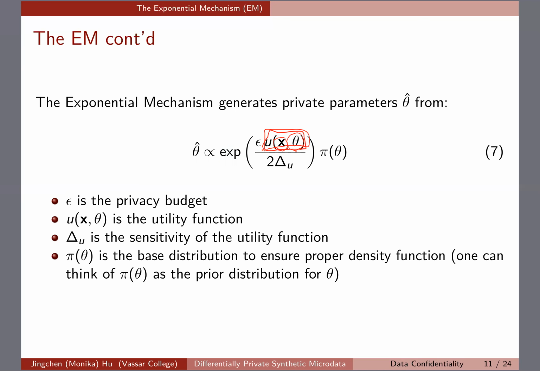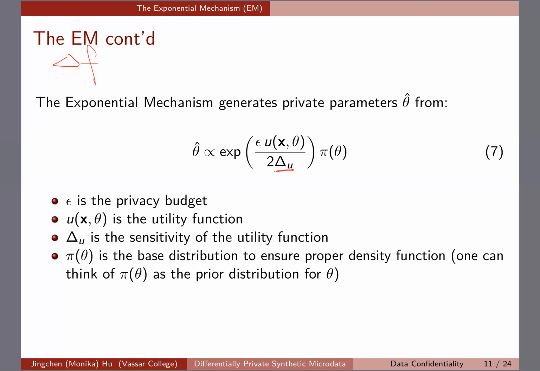One thing you can think is, the likelihood function is like this. It's about the data and it's also about the parameter. So they have that part. They also have this delta U. Earlier, as we were doing the recap, I highlighted the delta F that we used before, which is for the sensitivity of the query, function F.